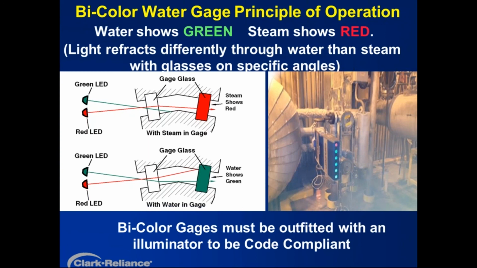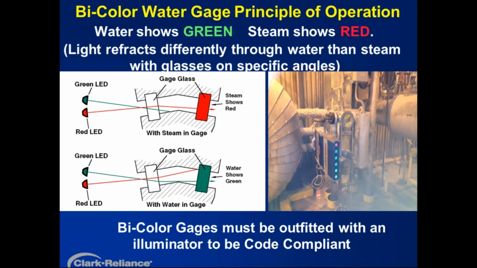When it comes to the bicolor gauges, I've advanced to the next slide. This is just a quick explanation as to how the ported gauges work. And the illustration of the boiler off to the right was taken at a paper mill with the ported gauge, and you can see the top port is red and the lower 5 are green.